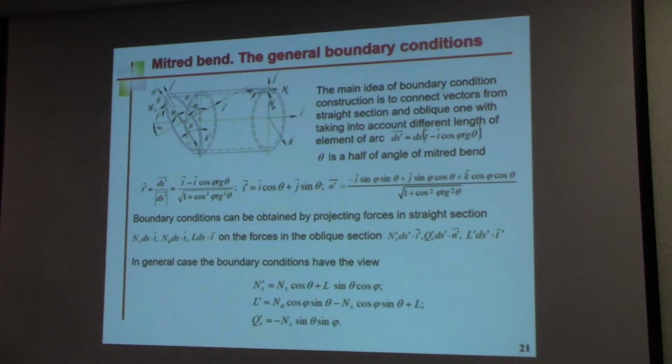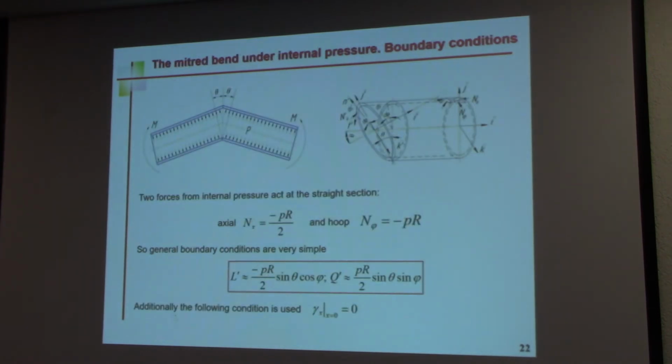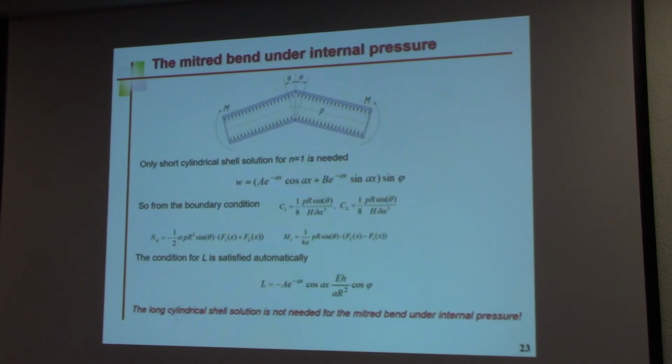To come to our mitred bend, we will need some boundary conditions. So here is the force projection for this mitred bend. Here is the general form of our boundary conditions, and let's look at the mitred bend under internal pressure. In this case, we have only two loadings, and we'll have only two boundary conditions. These boundary conditions are for n equals 1. In addition, we have this condition.